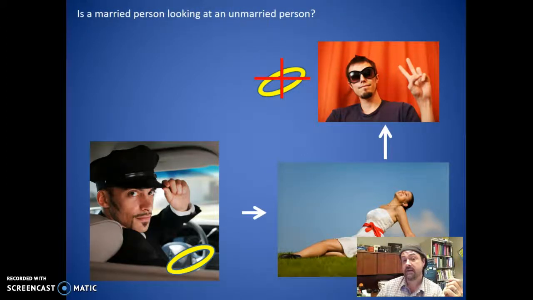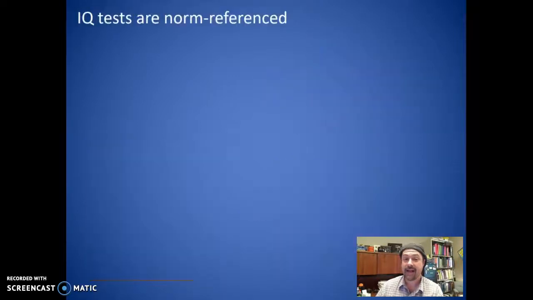Let's consider that she's not married. And then let's revisit the question. Is a married person looking at an unmarried person? And the answer here, as you can see visually, is yes. So the other possibility is that she is married. And again, answering the question, is a married person looking at an unmarried person? The answer is again, yes. So the correct answer was actually A.